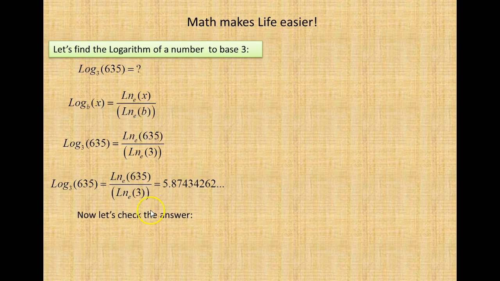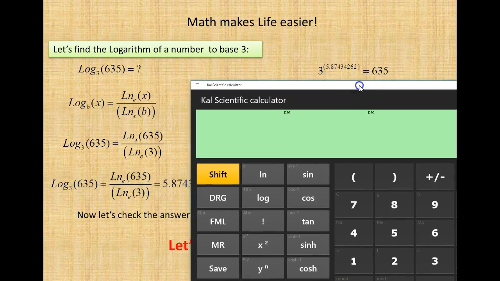Okay, now let's check the answer. So how do we check this? Well, we take 3 and we raise it to the power of the number we just got, 5.87434262. So 3 raised to that power should equal 635. Let's check that number with a calculator.